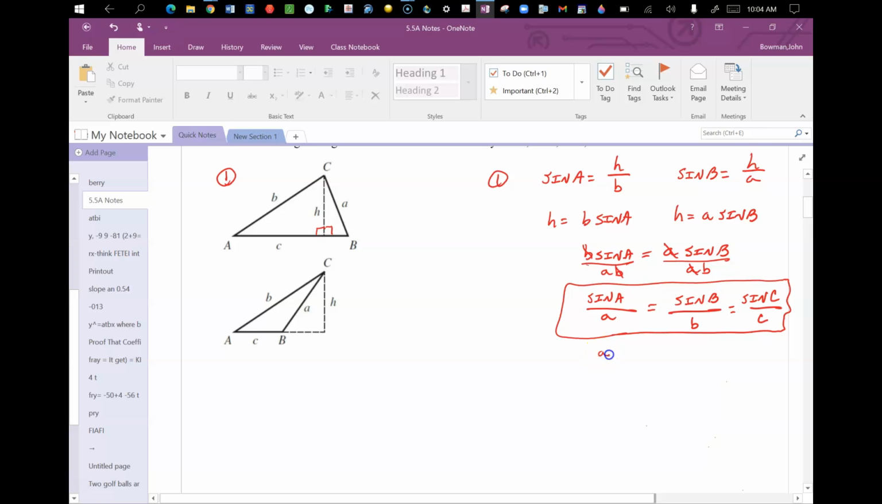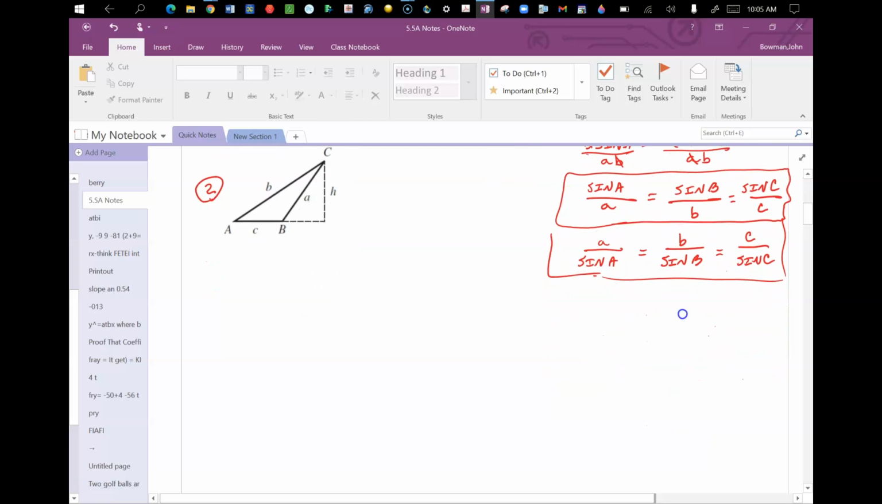So we could write it as A over sine A is equal to B over sine B is equal to C over sine of C. So those are the two variations of the law of sines. In triangle 2, we can also prove the law of sines.